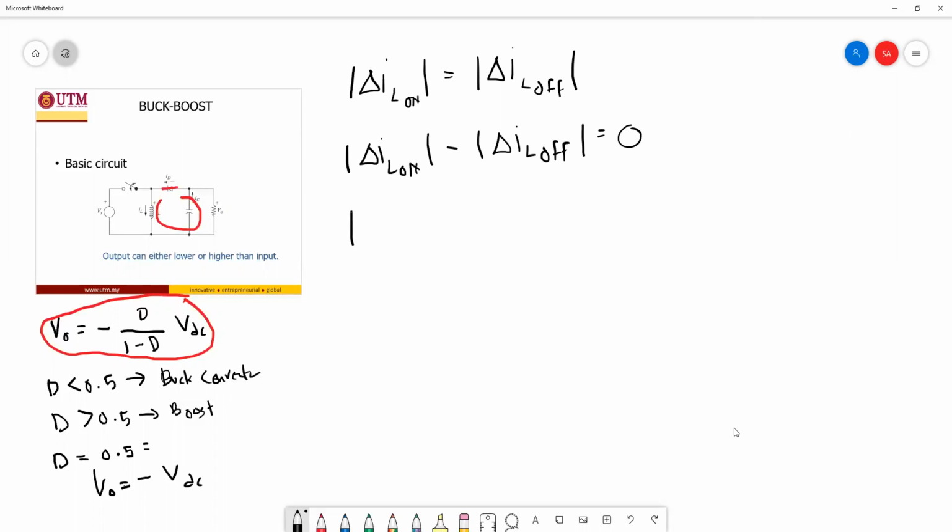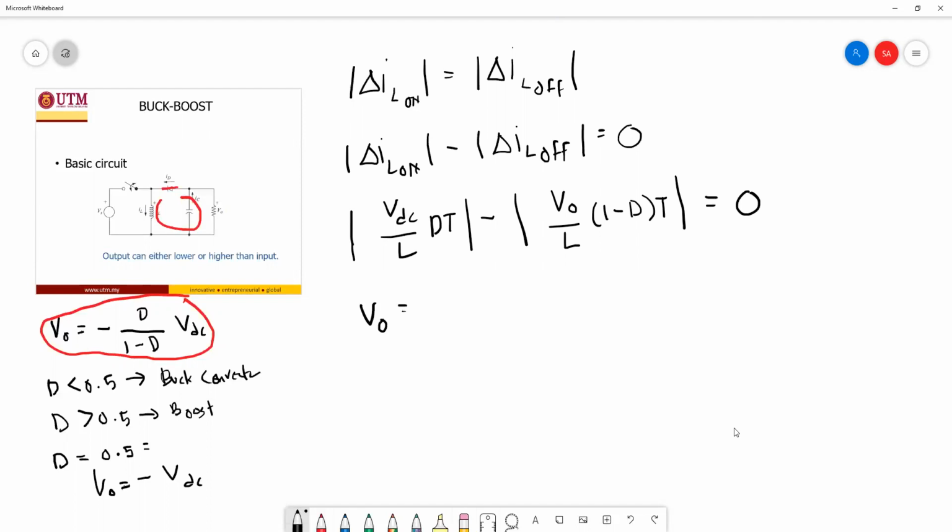So delta IL on is VDC over L times DT, minus the magnitude only, which is V out over L times 1 minus D times T, and this should be equal to 0. Finally, we will have V out equal to negative D over 1 minus D times VDC. So that is the relationship for the buck boost converter.